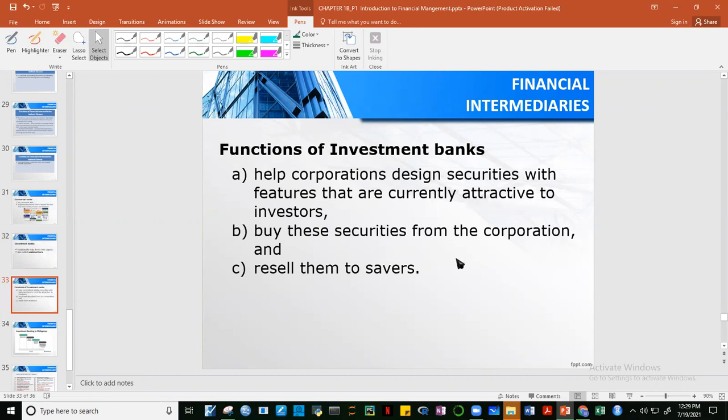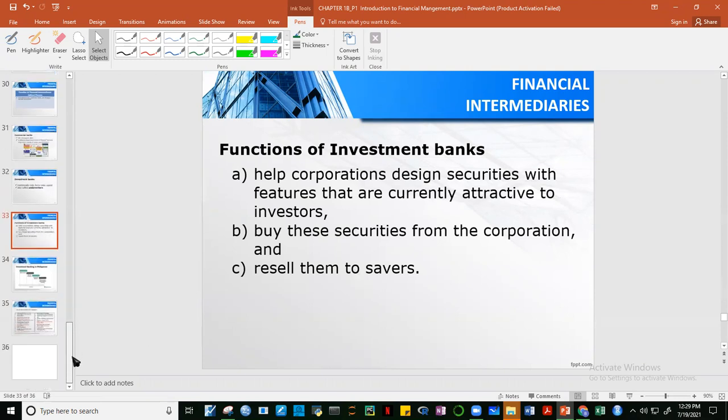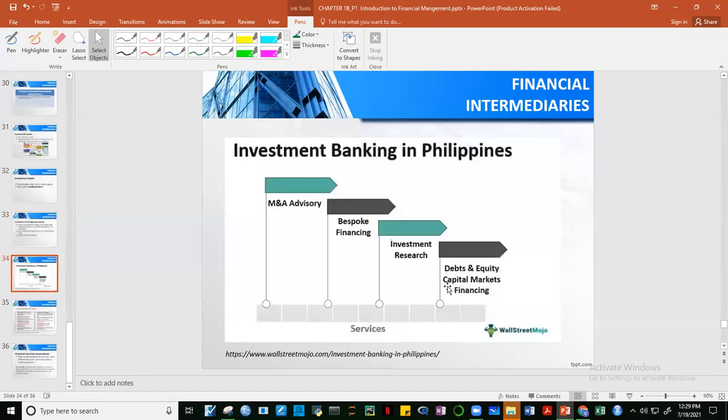Okay? And then, sabi natin, an advantage of using investment banks is tutulungan ni investment bank si borrower mag-design ng security which are attractive to investors. Expertise nila yan, guys. And then they can also buy these securities from the corporation and resell them to savers at a profit. So win-win situation. Okay, so ito yung mga core activities ng investment banking.